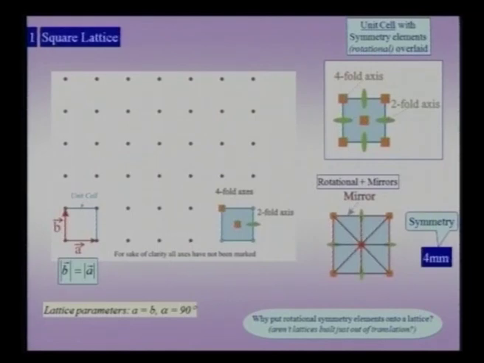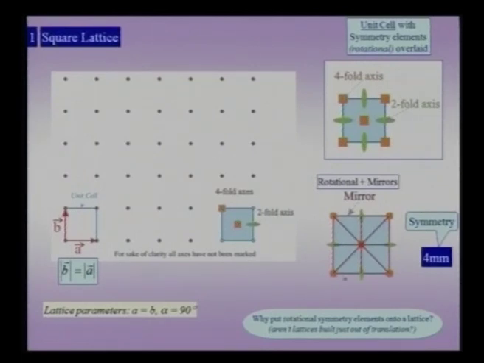For the sake of clarity, I have shown here the two-dimensional unit cell along with the overlaid rotational symmetry operators. You can see that all 4 corners and the center contain a 4-fold rotation axis. The centers of the edges contain a 2-fold rotation axis.